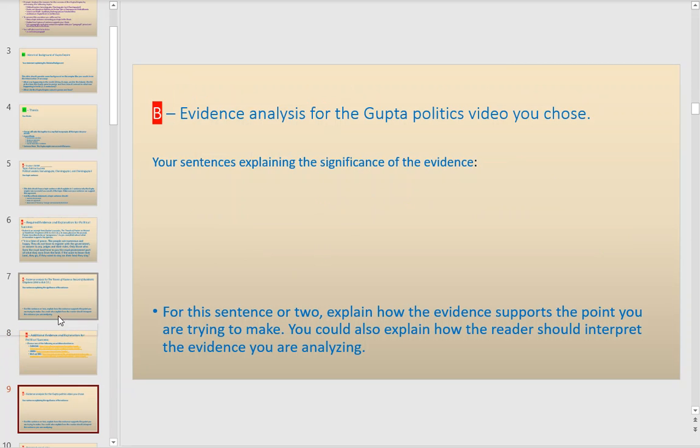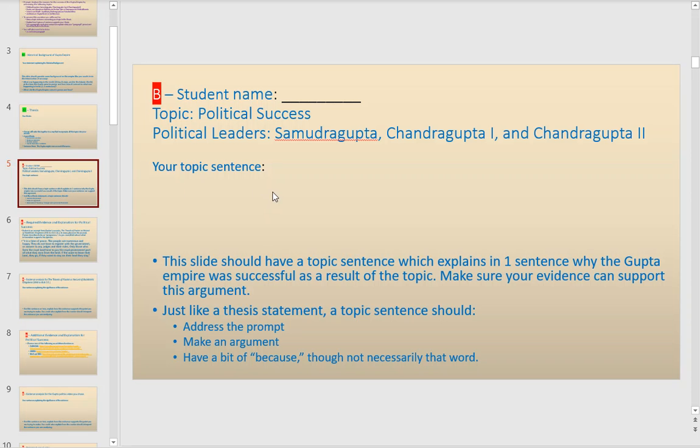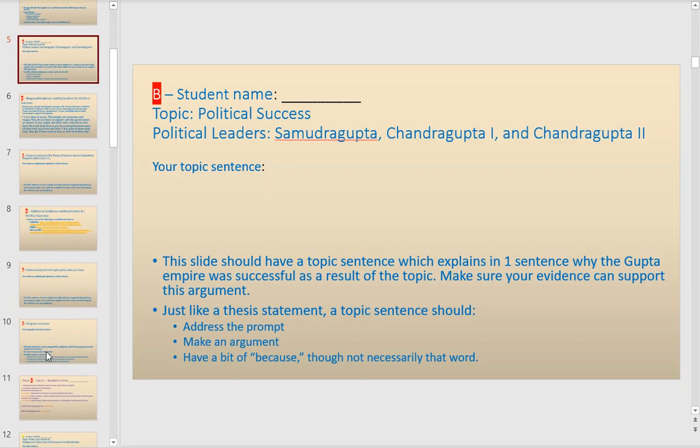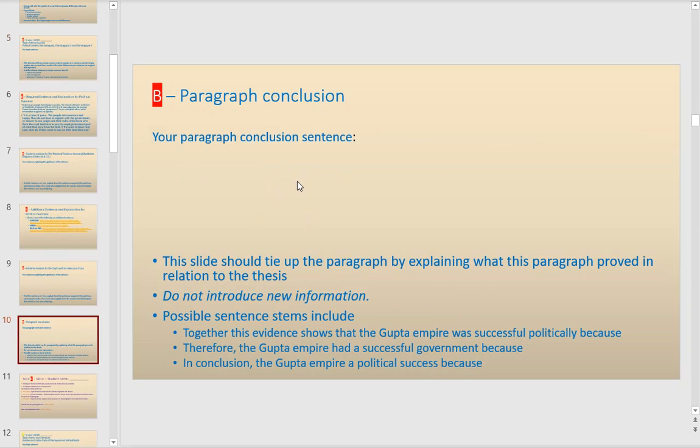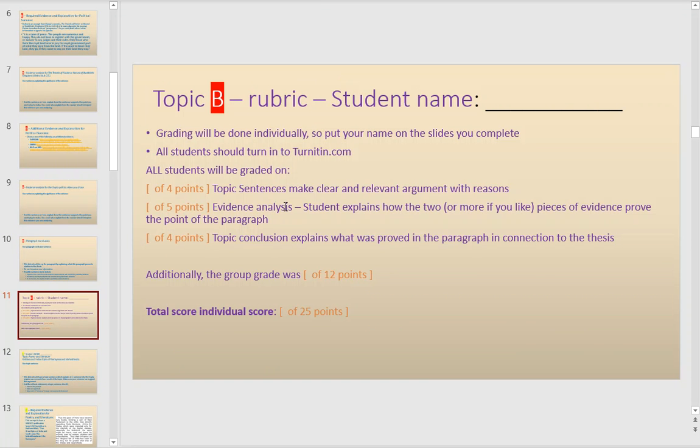Once you've done these 2 evidence analysis slides, you can go back and write a fully good topic sentence and also a paragraph conclusion sentence if this were a paragraph. These slides together would basically be the bones of a paragraph if you were actually writing an essay. All right? Each student will do one of these unless you're in the green group in cohort C, in which case you do 2 of the paragraph sections. And this rubric is where I'll grade you. This is what you want to make sure you've done.